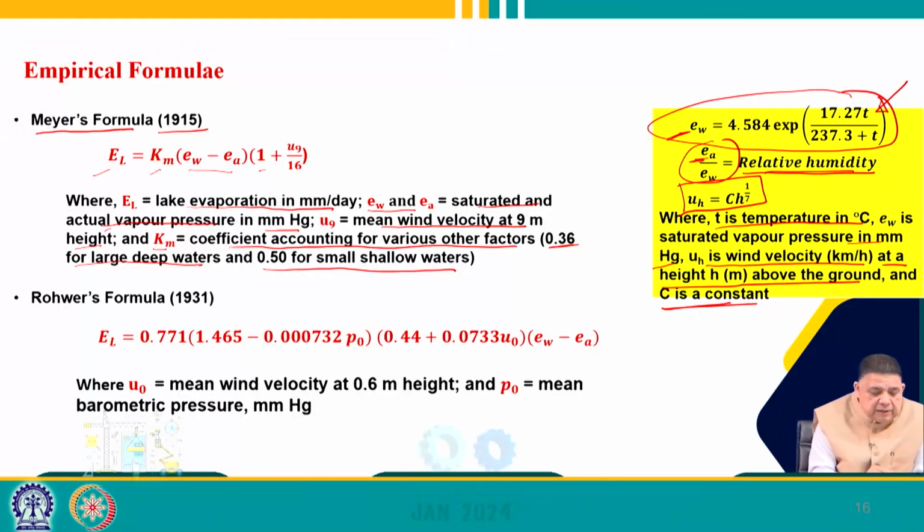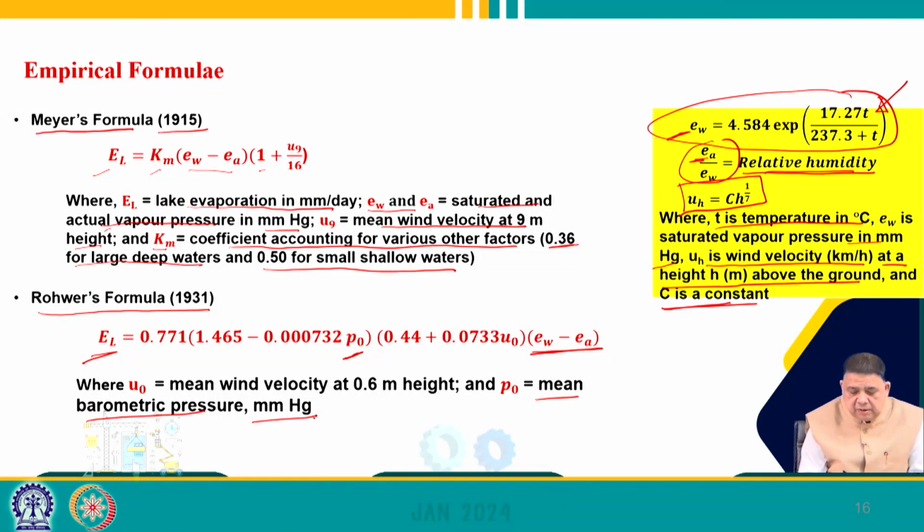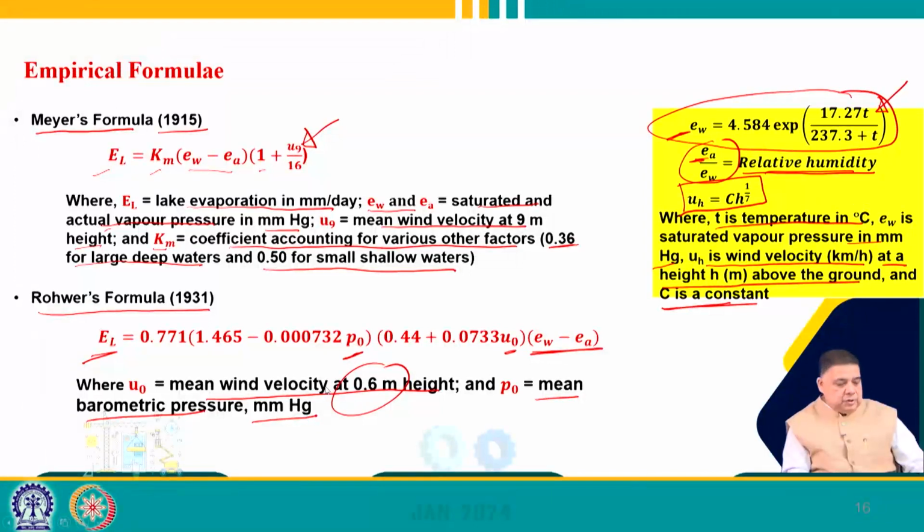Now, another important formula which is used for finding out evaporation is Rohwer's formula, which was given in 1931. According to this, EL is a function of, of course, EW and EA. Here P0 is a new term, which is the mean barometric pressure in millimeter of Hg or millimeter of mercury, and U0 is the mean wind velocity at 0.6 meter height. In Meyer's formula, the wind velocity at 9 meters height is used. In this case, it is at 0.6 meter height, that is very close to the ground.